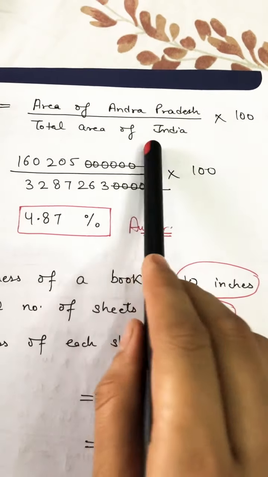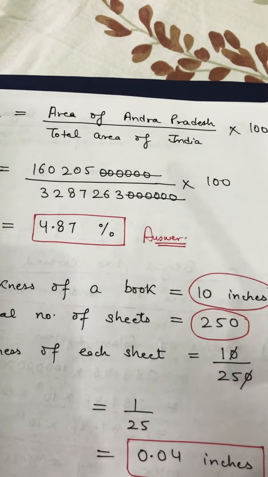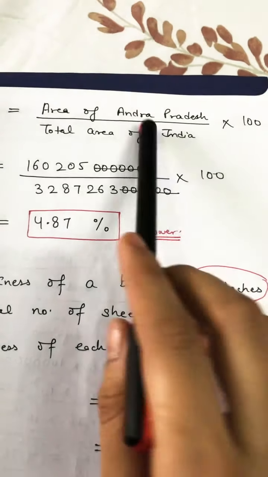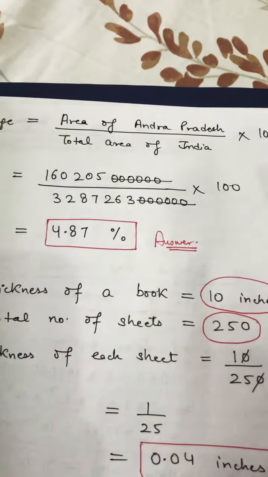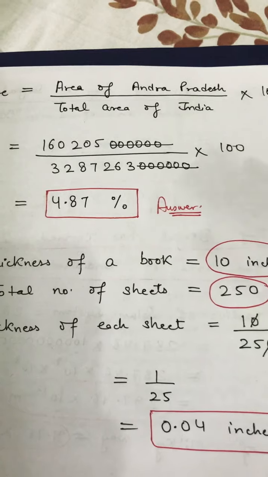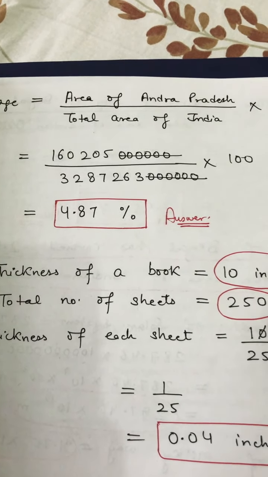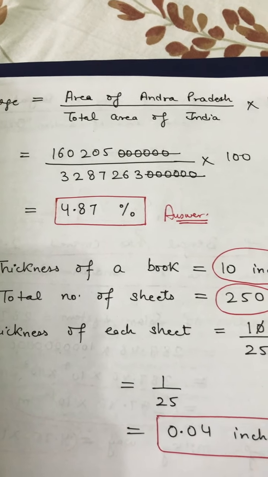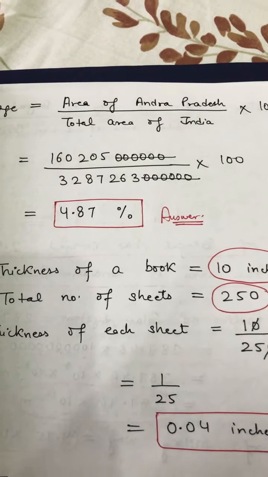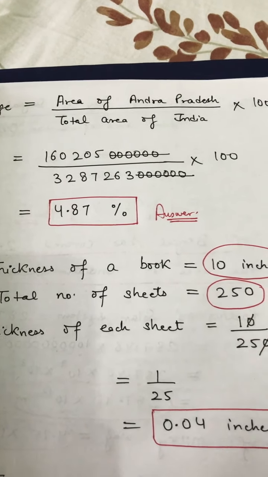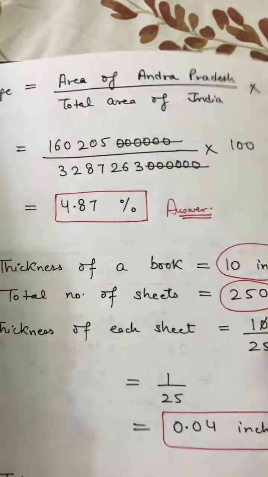The total will come in the denominator, and whatever the city, place, anything that is given to you, that will come in the numerator. When you take out the percentage of your marks, you do the same thing. Suppose you are getting 576 marks out of 600. Then 576 will come in the numerator and 600 in the denominator, and then multiply by 100. This is the formula to take out the percentage.